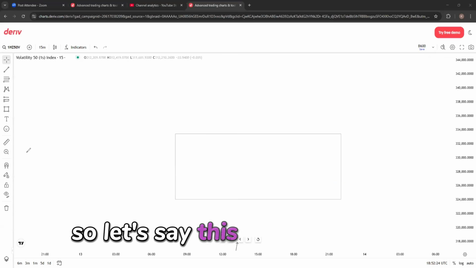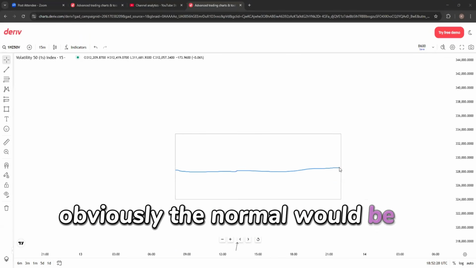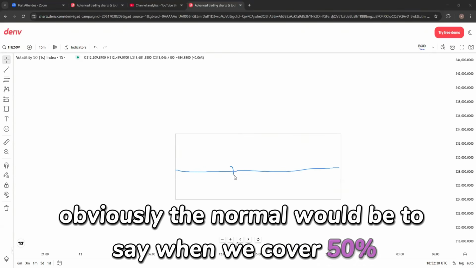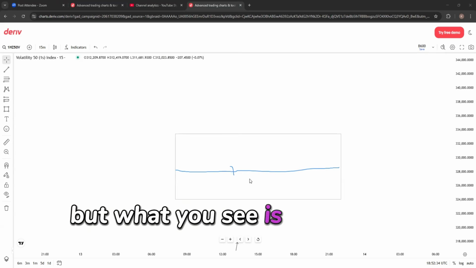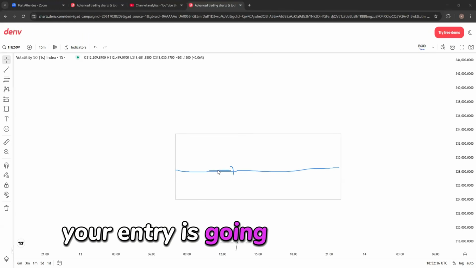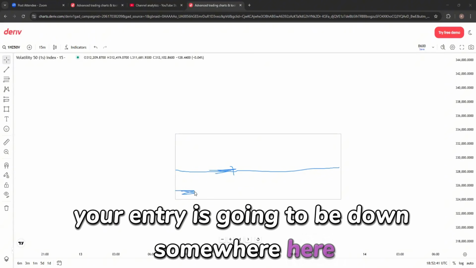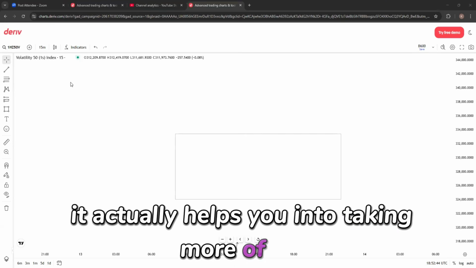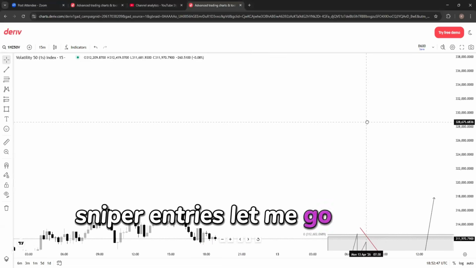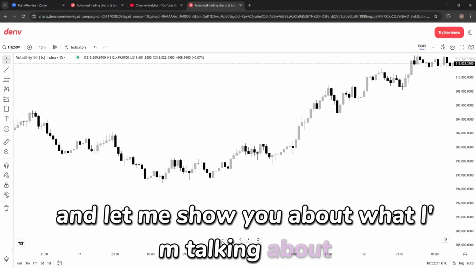So let's say this was our H4 gap. Obviously, the normal would be to say when we cover 50%, we buy. But what you see is if you don't refine, your entry is going to be up there. But if you refine, your entry is going to be down somewhere here. So refinement helps you take more sniper entries. Let me go on the actual chart and show you what I'm talking about.